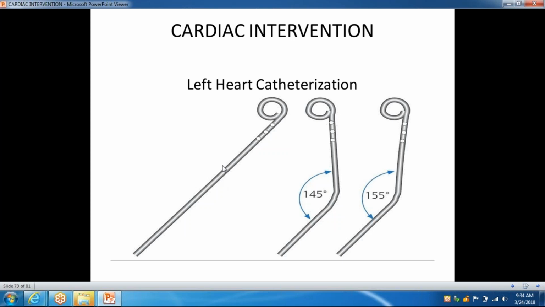So you also have pigtail catheters, and these are catheters that we use to do left ventriculography. That is, we position these catheters into the left ventricle, and we can see how well the heart is pumping once we inject dye. And the reason why pigtail catheters are curved is because we're entering into the left ventricle. We don't want to use a straight catheter because the straight catheter can puncture the muscle.